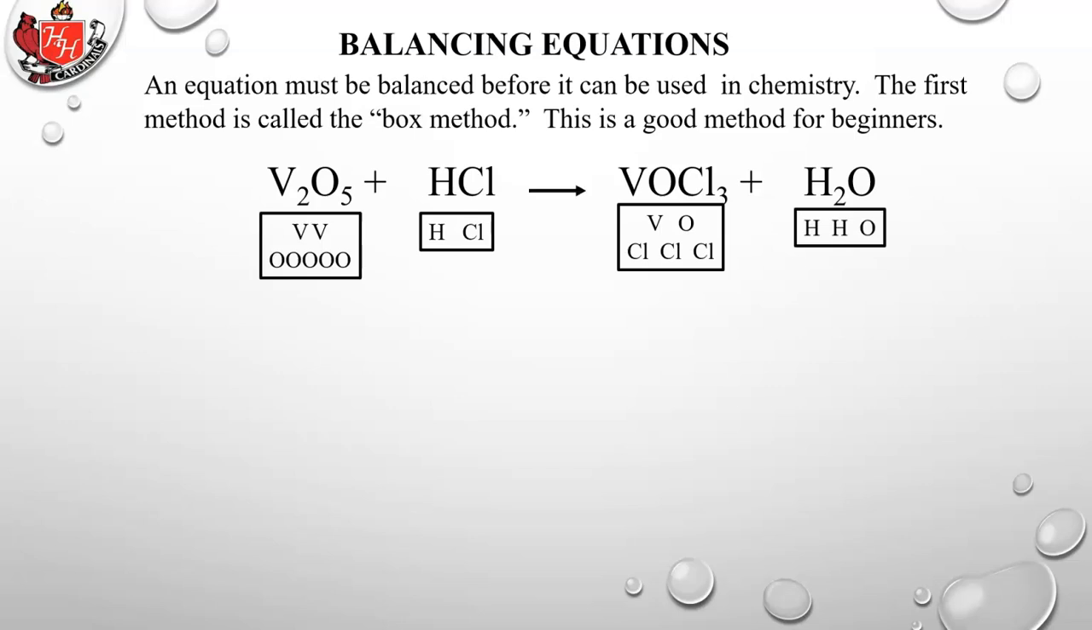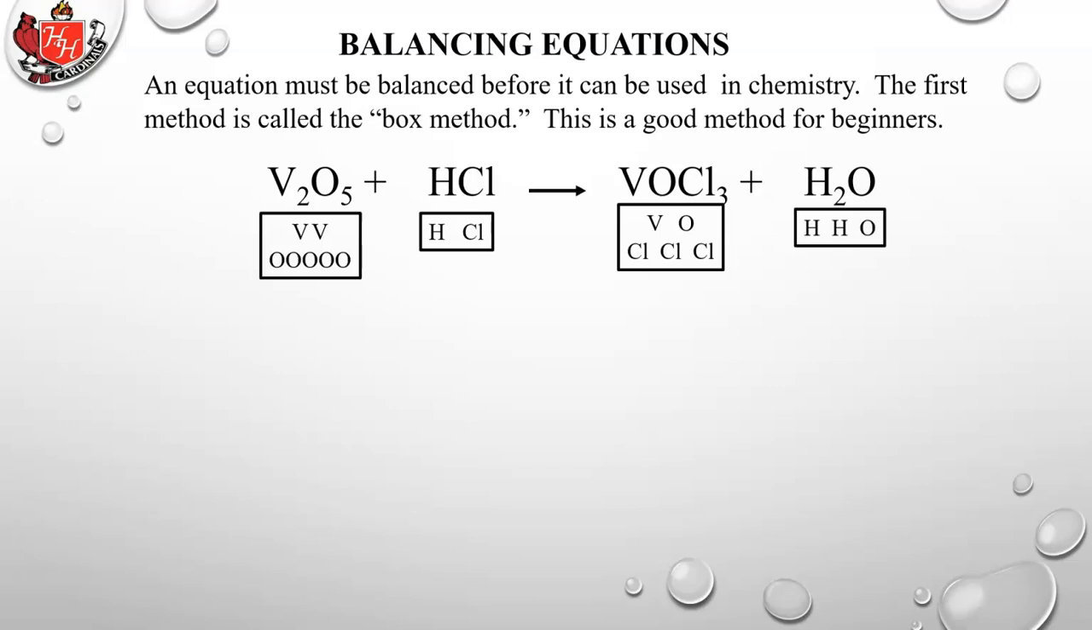So we're going to see how many of each of these compounds we need and how much we're going to get out. So what you do is you take each of the elements. So vanadium, you have 2 V's on the left side, so you just write that as VV, and you have 5 oxygens, so you write that as 5 O's. Then you have H and Cl, you have 1 of each of those. Then on the right side of the arrow, you have 1 V, 1 O, and then 3 Cl's, 3 chloride atoms. So you're just breaking everything into atoms.